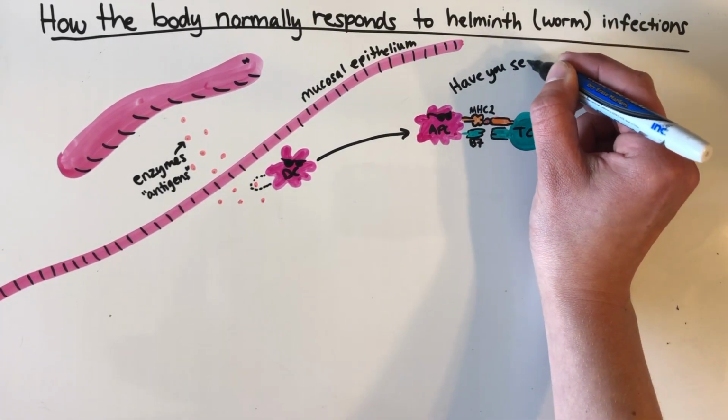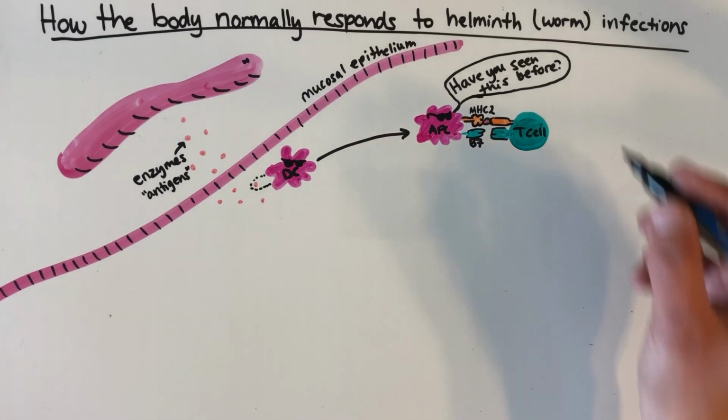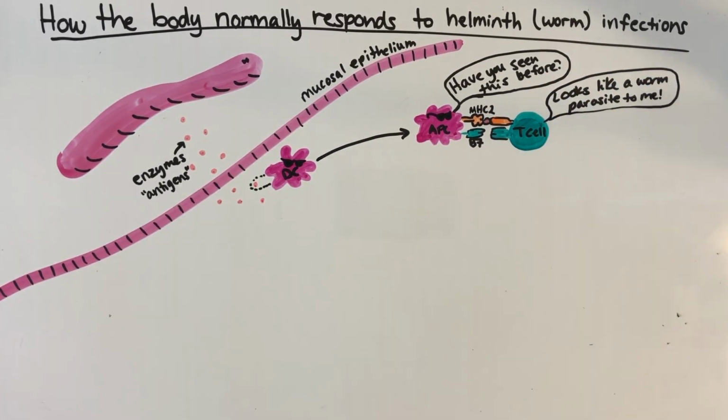If they could talk, the APC cell would be saying, hey, have you seen this before? And the T cell, which can recognize past pathogens they've encountered, can use the information to identify the foreign molecule. Looks like a worm parasite to me. So at this point, the body's immune system has recognized the giant intruder. Now it is time for action.